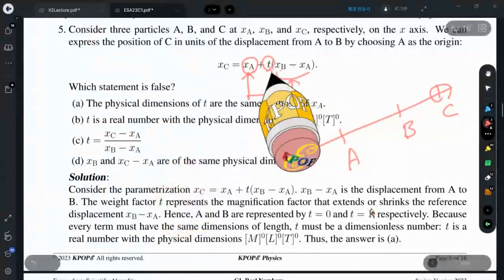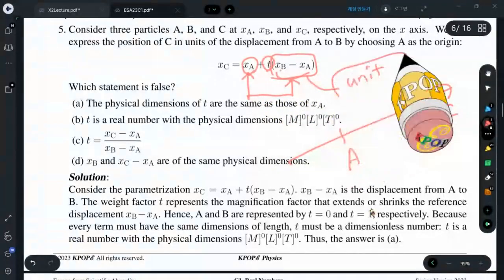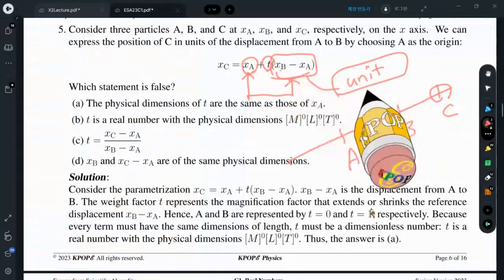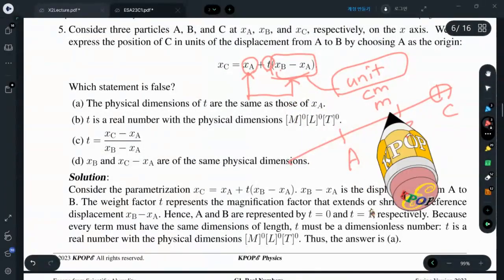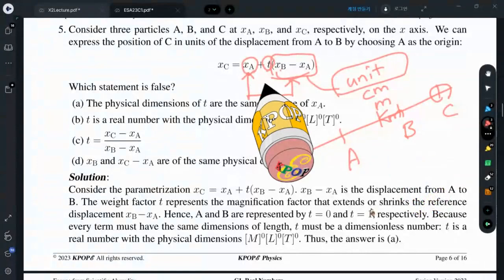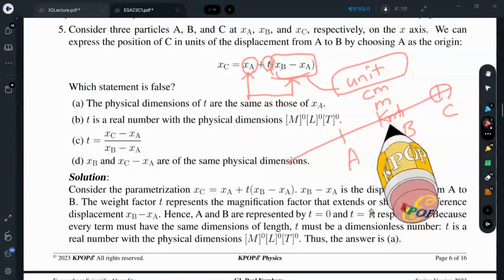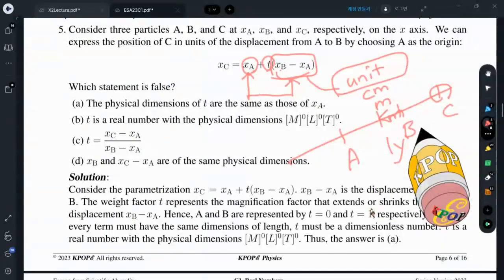Usually, we say this is the unit. Sometimes you can use this unit as a centimeter. Sometimes you can use a meter, kilometer, or if you want to consider a galaxy that is very far away from Earth, then you can use the length as a light year, something like that. Okay, which statement is false?